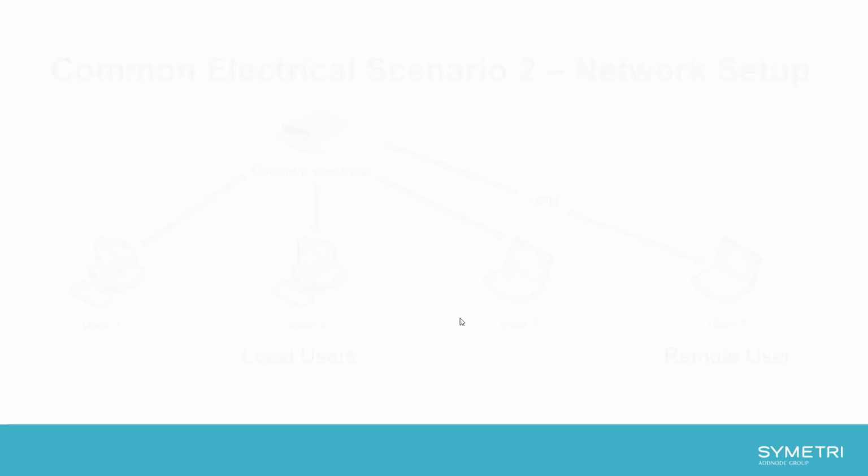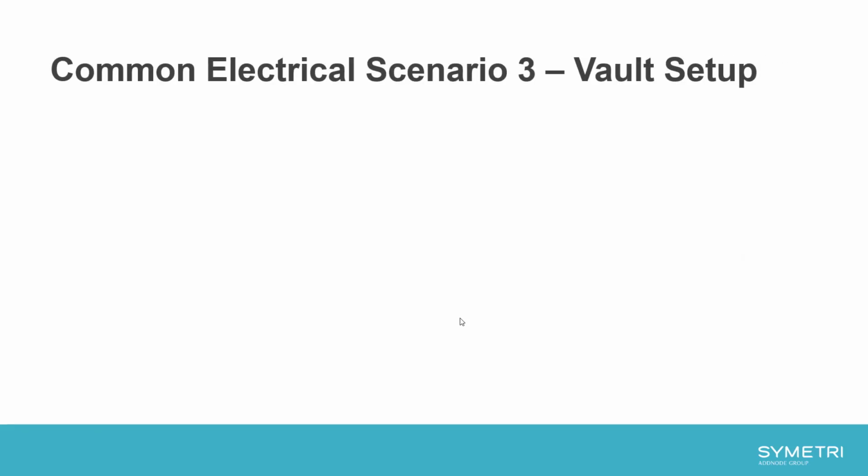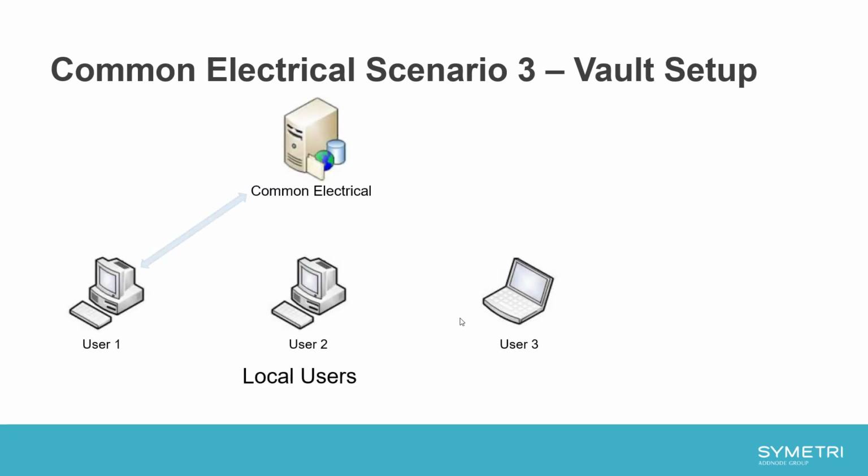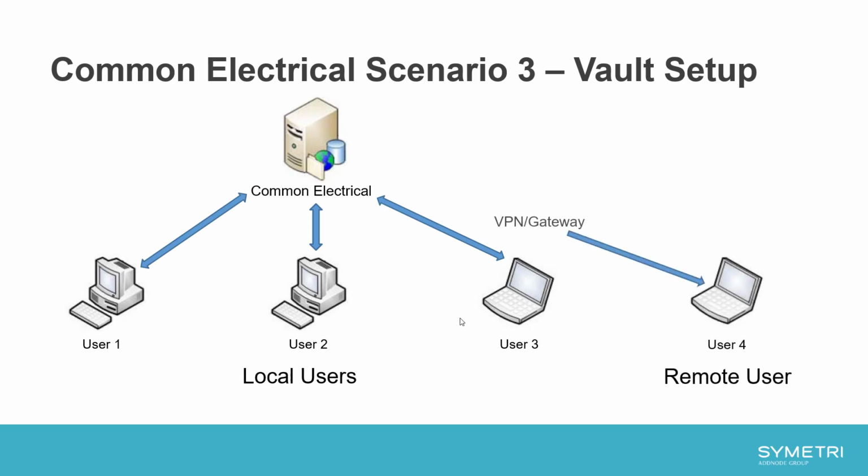If we look at the third scenario, which would be a vaulted setup, again, we have local users that are all accessing a common electrical environment that is stored in Vault. Again, that remote user this time will be accessing that information over a VPN, or perhaps within the Vault 2022 and 2023 version with the introduction of the Vault Gateway service. With this type of setup, we can manage that data better in Vault using the Vault workflows of files being checked in and checked out.